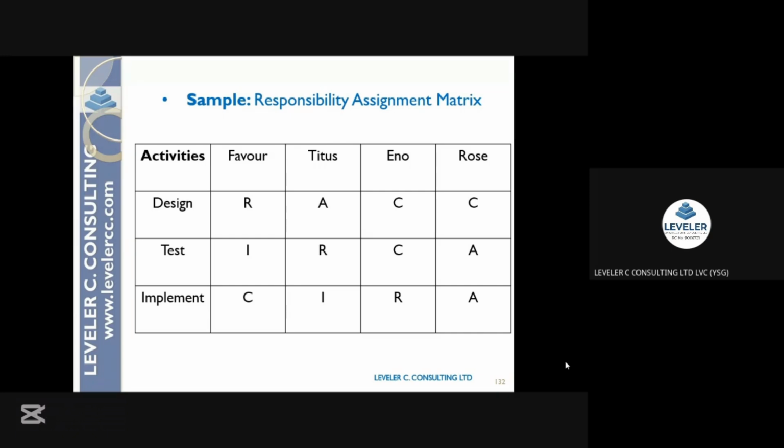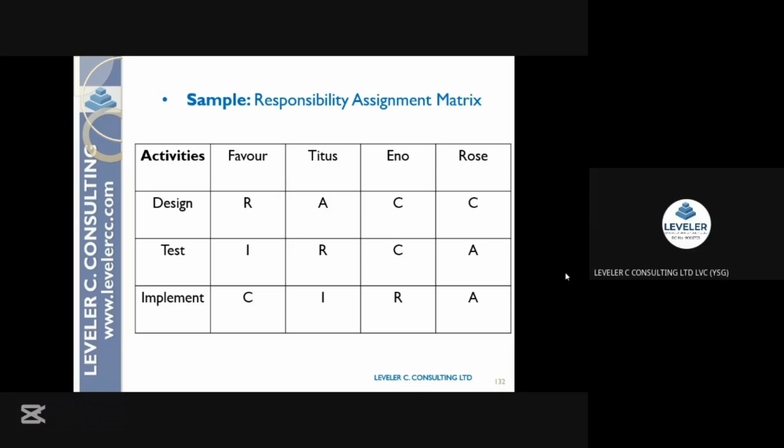I only take my attendance through the chat box. Rose has marked her attendance. We have design, test, and implement. Good. So that means we have 3 activities, right? Design, test, and implement. Yes, sir. Good.